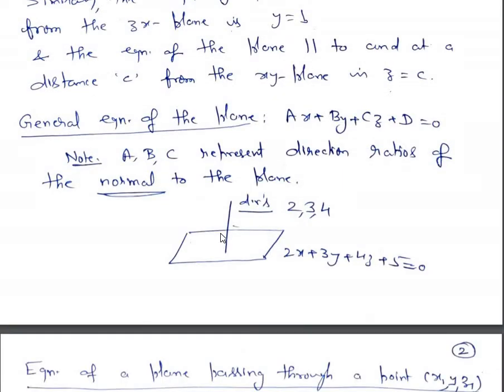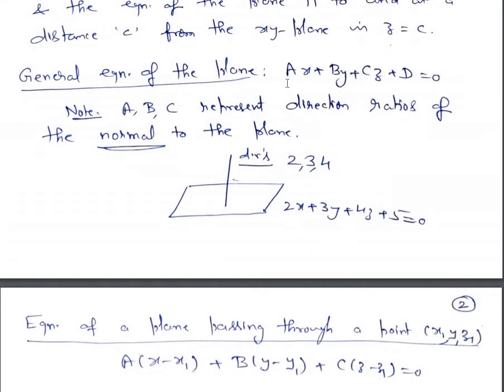Now, what is general equation of the plane? General equation of the plane is ax plus by plus cz plus d is equal to 0. Means any equation of first degree in x, y, z will represent a plane. You can note down one thing: what do a, b, c represent? a, b, c represent direction ratios of the normal to the plane. Remember, there is no meaning of saying direction ratios of the plane. No. Direction ratios of the normal to the plane.